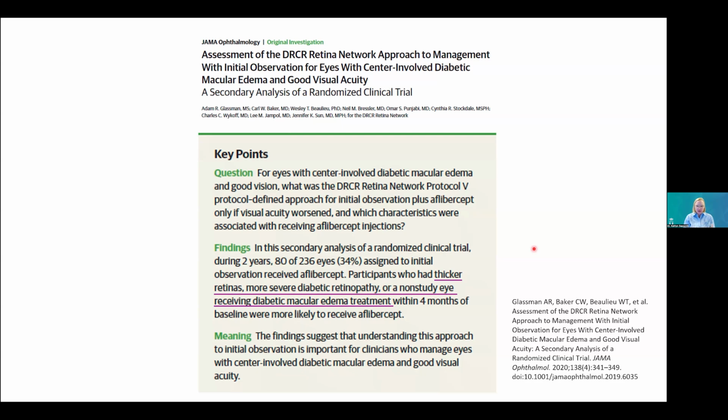And it tended to be people that had thicker retinas from the beginning, more severe stages of diabetic retinopathy, and ones where the non-study eye or their fellow eye had macular edema treatment. So these are important things that you need to consider when you're deciding whether to monitor or refer these patients.